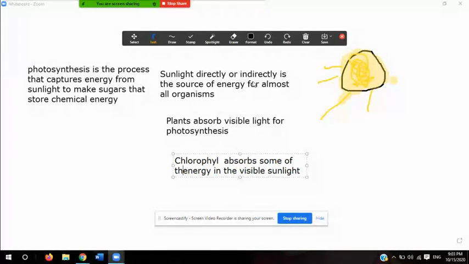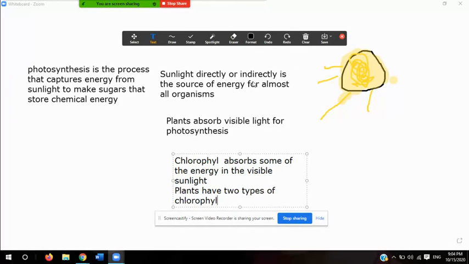It says that plants have two main types of chlorophyll: chlorophyll A and chlorophyll B. Plants have chlorophyll A and chlorophyll B, and they're both used in photosynthesis, and each one has a specific function.